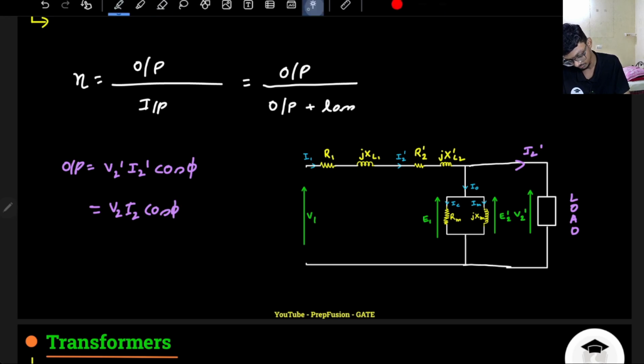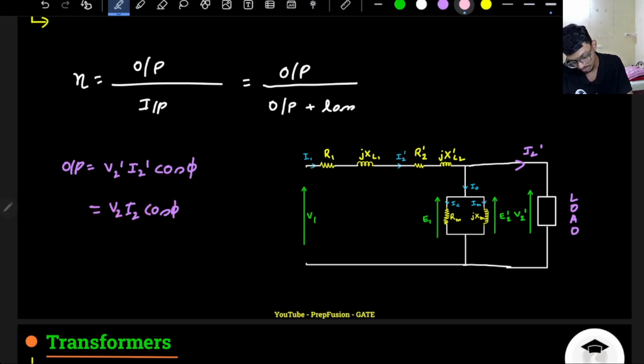Why? Because V2 dash will be N2 by N1 into V2, and I2 dash will be N1 by N2 into I2. Basically, the turns ratio will get cancelled. Ultimately, it will be V2 I2 into cos phi only. This will not change. Okay, this is my output.